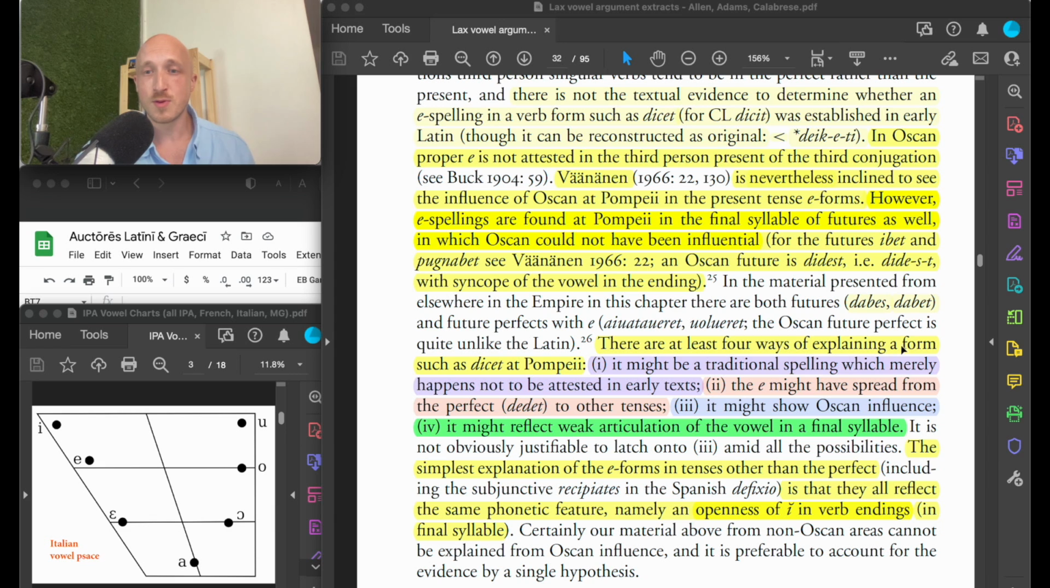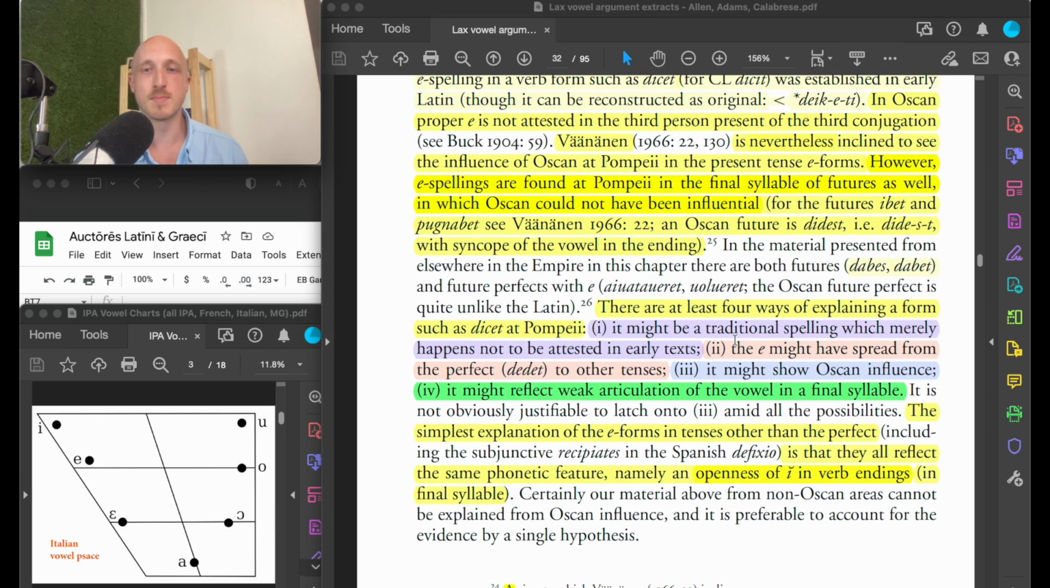There are at least 4 ways of explaining a form such as dicet at Pompeii. 1. It might be a traditional spelling, which merely happens not to be attested in early texts. 2. The e might have spread from the perfect of dedit to other tenses. 3. It might show Oscan influence. Or 4. It might reflect a weak articulation of the vowel in final syllable. It is not obviously justifiable to latch onto 3, that it's Oscan, amid the possibilities.